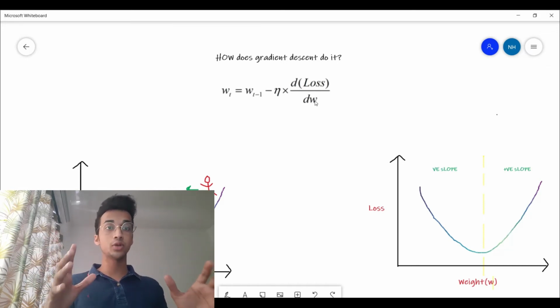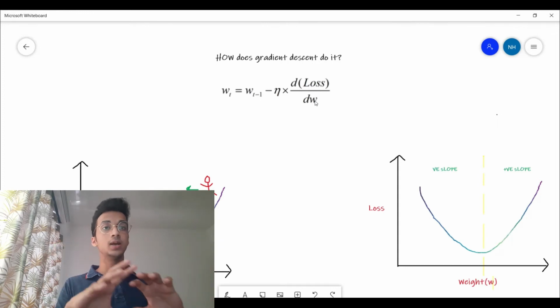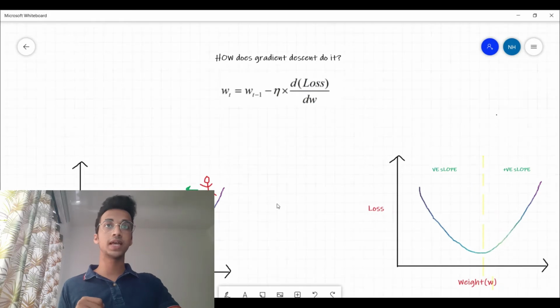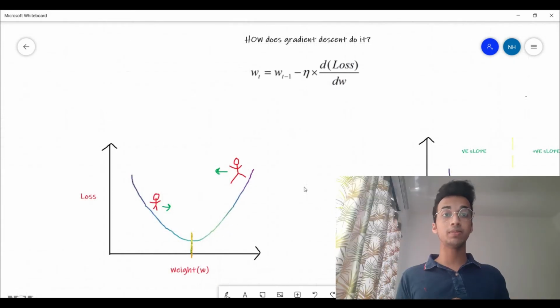Now if this is the first time you're seeing this equation, it can be a little scary, but I'm going to make it a lot more simple. Now forget about this equation for some time, right? Basically you have to keep in mind that when you're trying out different values of weight, you're going to get different output. As a result, you're going to get different values of the loss function, right?